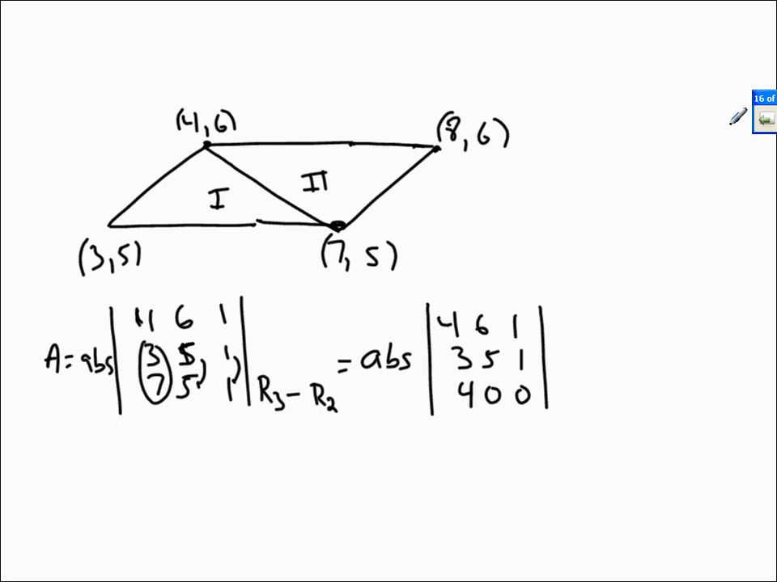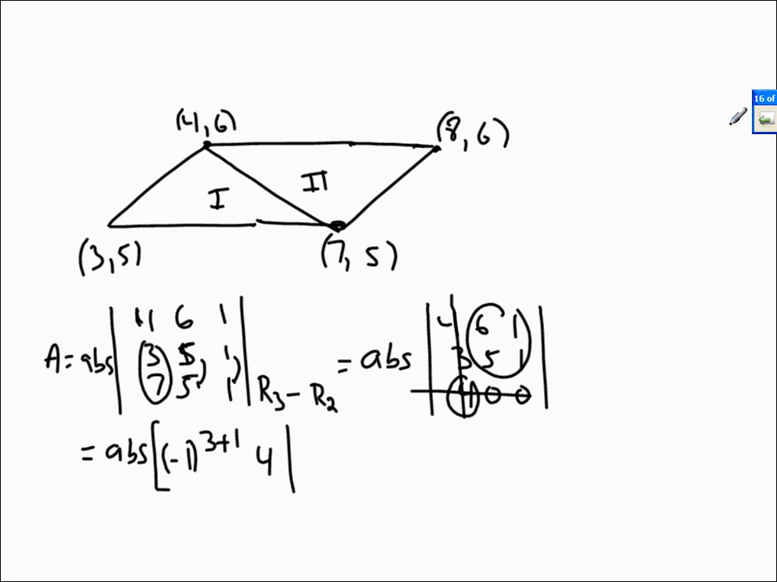And now I'm going to expand about row 3. And I only have to cross off column 1. So I get the absolute value of negative 1. The entry that got crossed off is in row 3, column 1. That entry is a 4. And the remaining determinant is 1, I think. 6 times 1 minus 5 times 1. 6 minus 5 is 1.